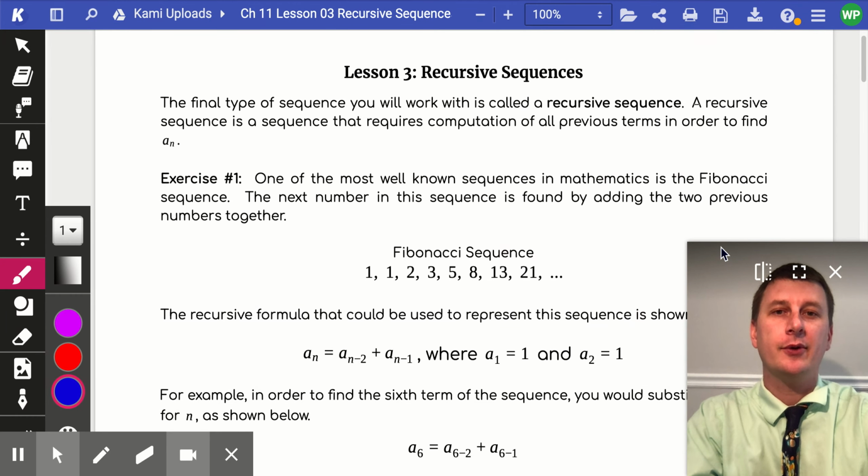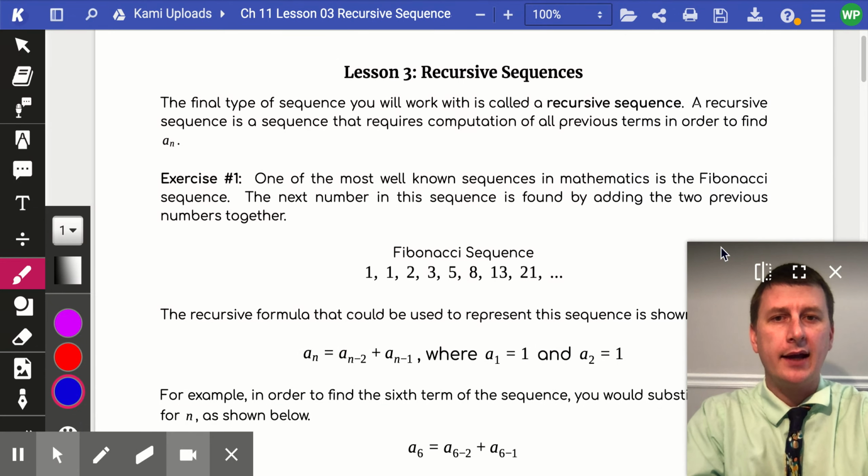We're going to be looking at recursive sequences today. We've already looked at arithmetic and geometric sequences at this point, and the final type of sequence you will work with is called a recursive sequence. A recursive sequence is a sequence that requires computation of all previous terms in order to find a sub n.